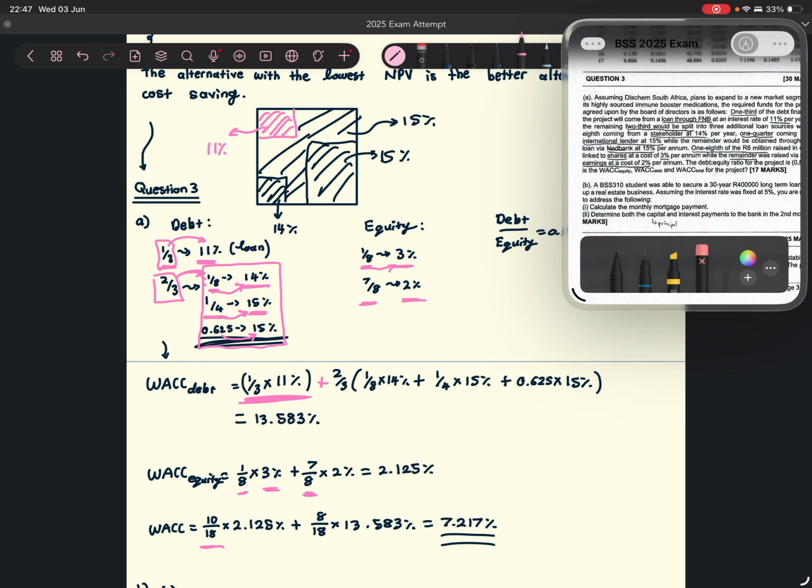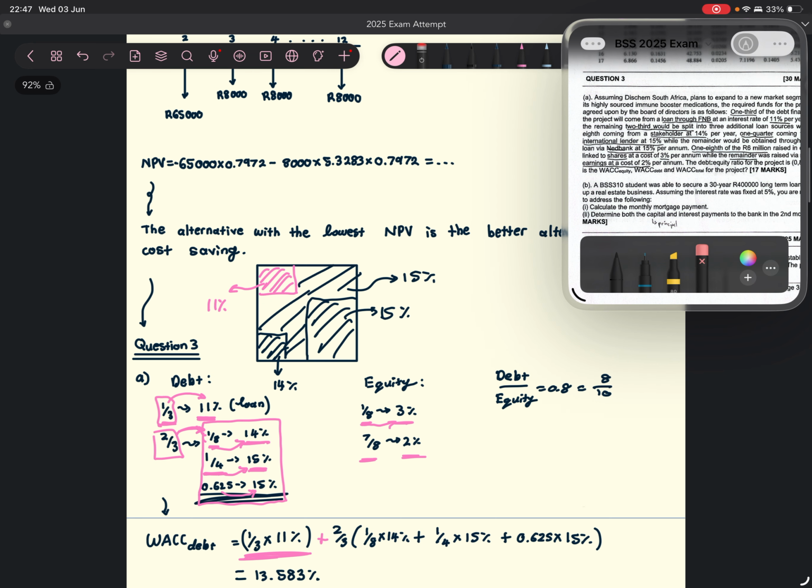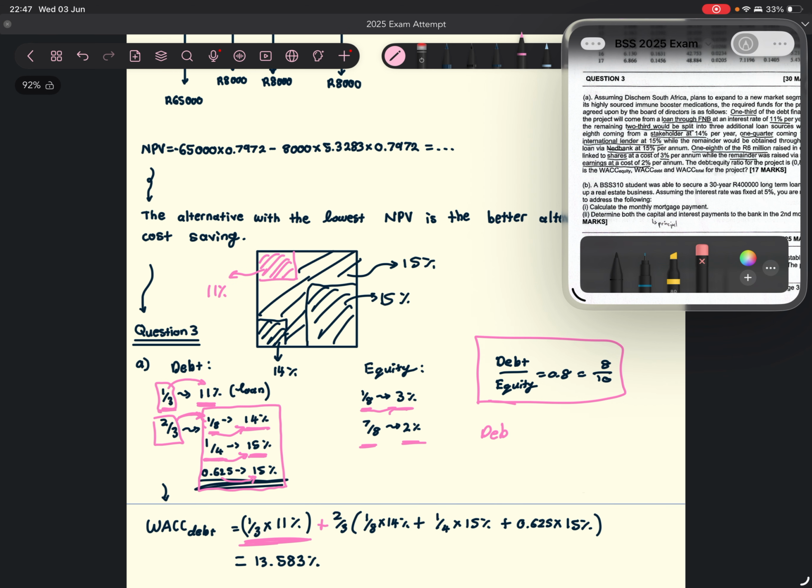So to get the weighting of each one, we need to dissect this debt to equity ratio. We're told that the debt to equity ratio is 8/10. So the debt makes up 8 parts and the equity makes up 10 parts. Equity in the denominator is 10, debt on the numerator is 8.